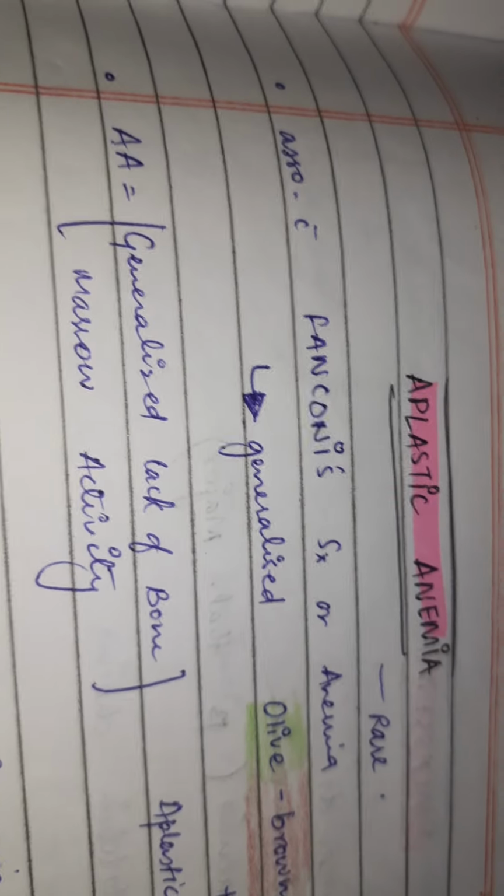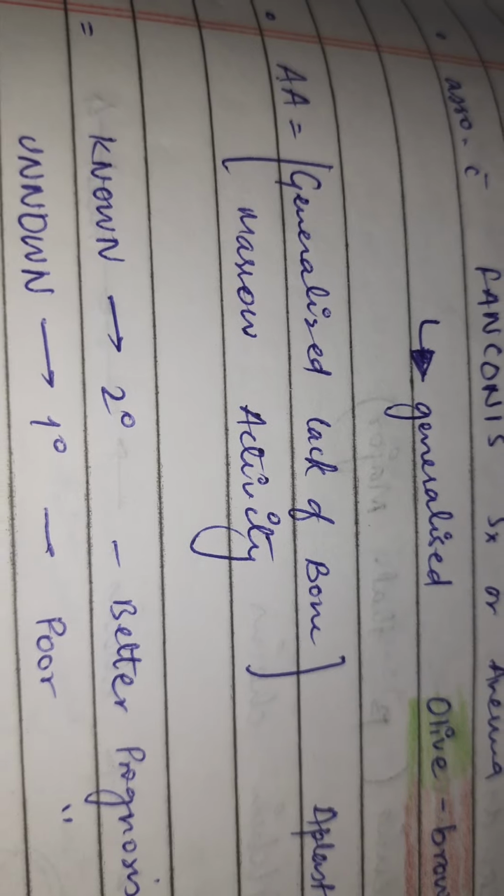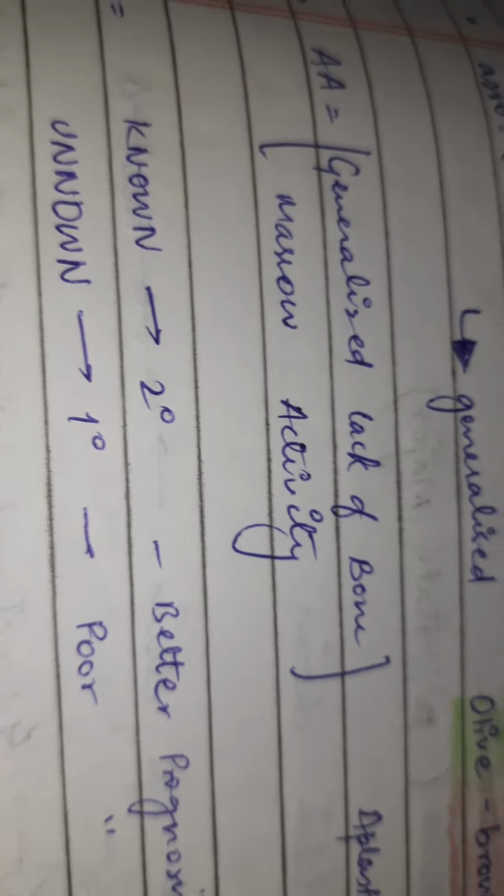Aplastic anemia is a component of Fanconi syndrome, plus generalized olive-brown pigmentation. Aplastic anemia is generalized lack of bone marrow activity.